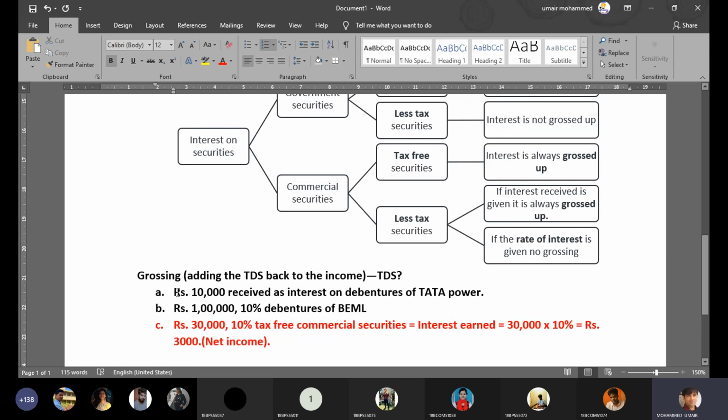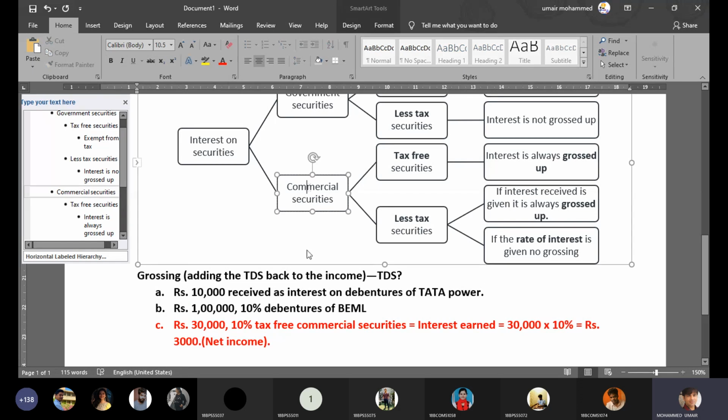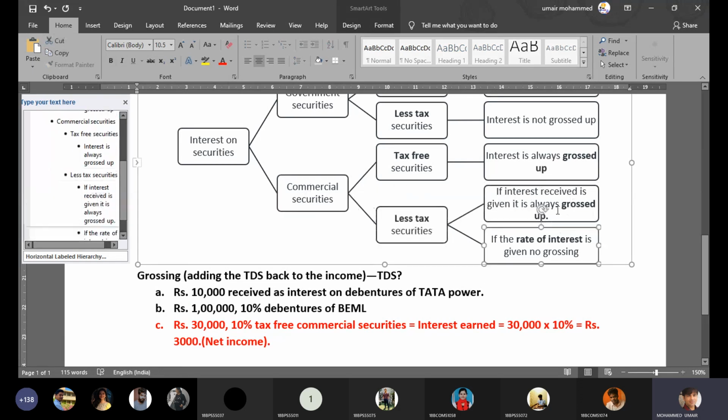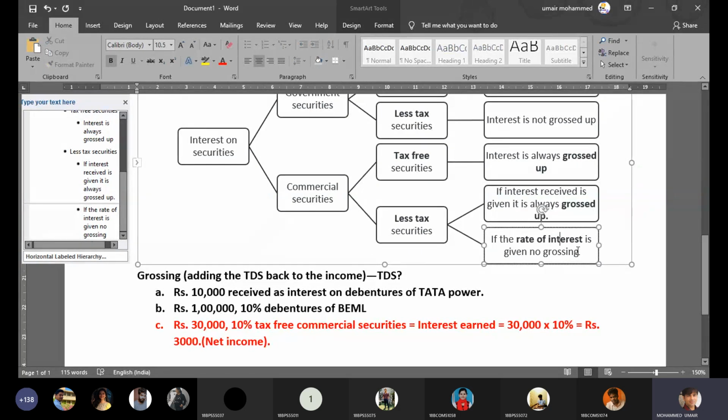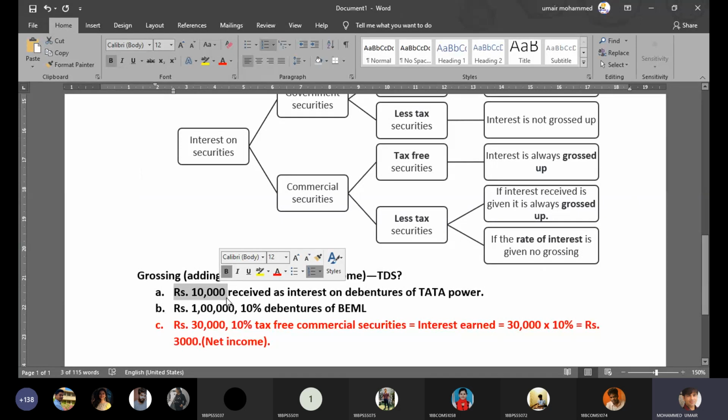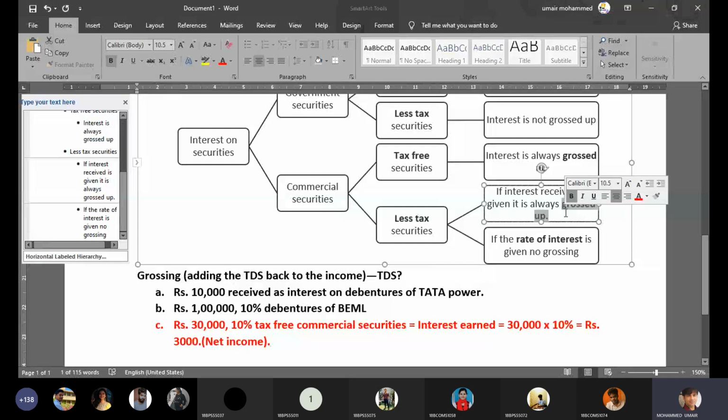Right? Now this first one, rupees 10,000 interest received on debentures of Tata Power. So this is a commercial security. Since the word tax free is not given, this is less tax. So should you do grossing or not? So what does the rule say? Rule says if interest amount is given, you do grossing. But if interest rate is given, you don't do grossing. Here interest rate is not given, the amount of interest is given directly, rupees 10,000 received as interest. So you should do gross.